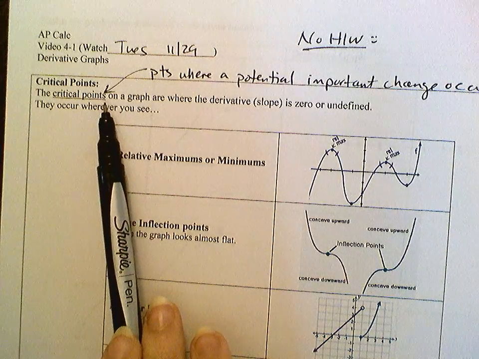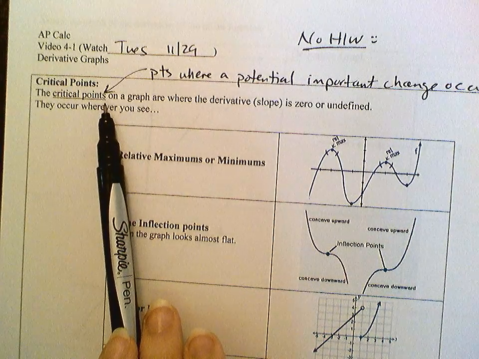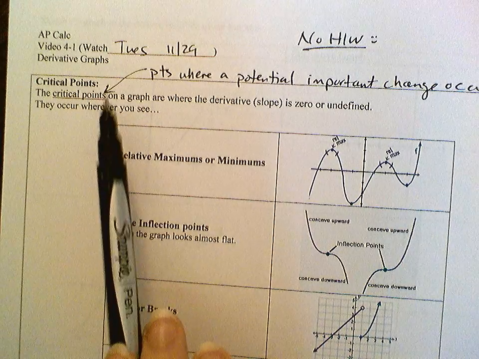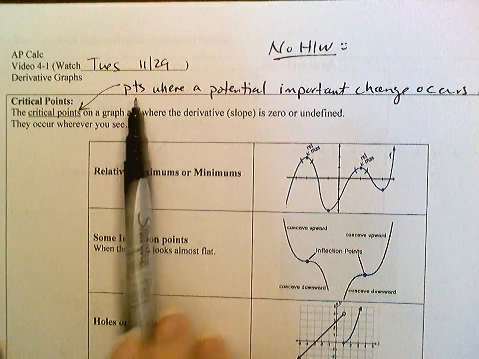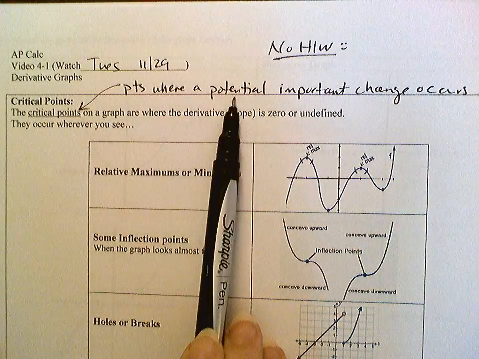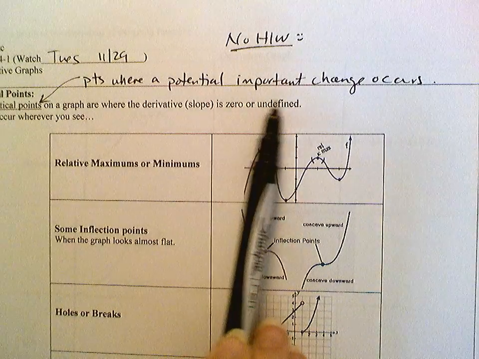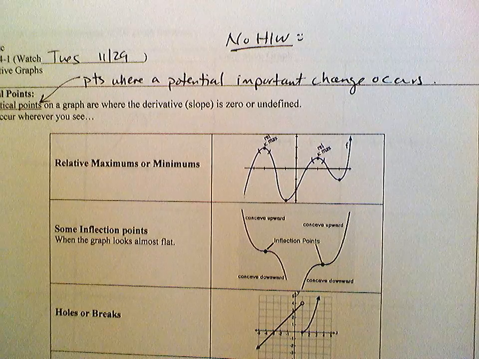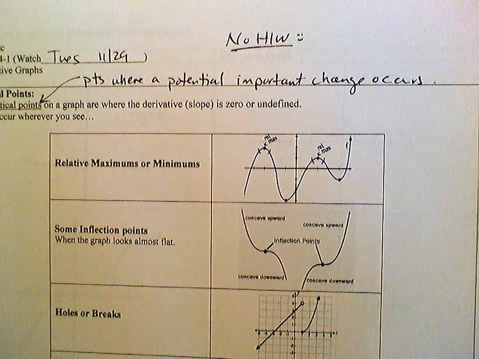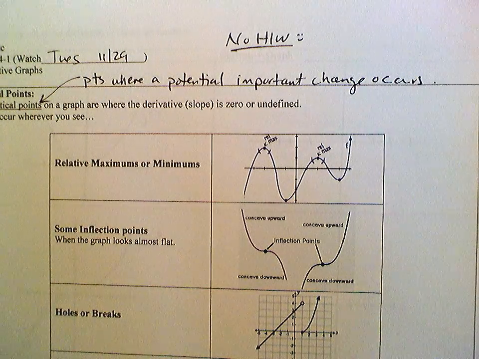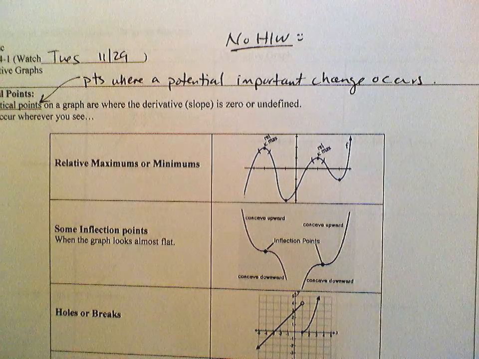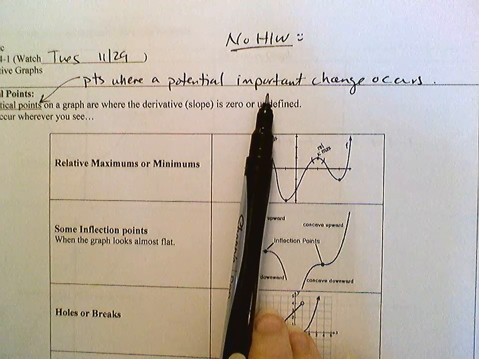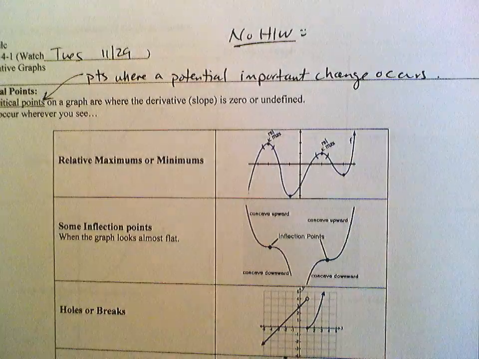The reason why we're going to be focusing on critical points a lot this unit is because, and please write this down, they are the points where a potential important change occurs. I say potential because just because something's a critical point doesn't mean it's going to represent a place where an important change occurs. And you may be asking, what do I even mean by important? I'll talk about that later.